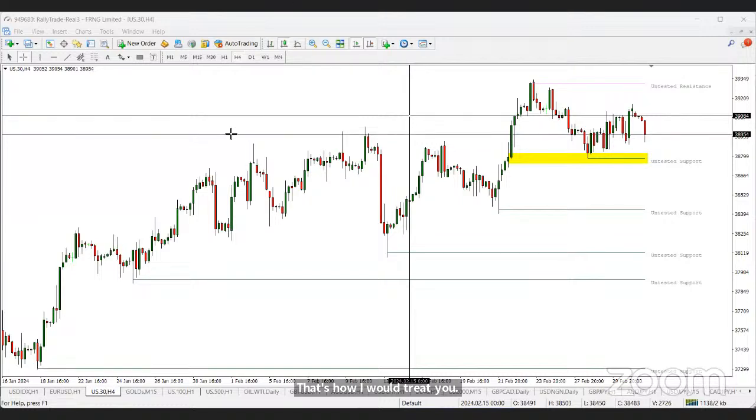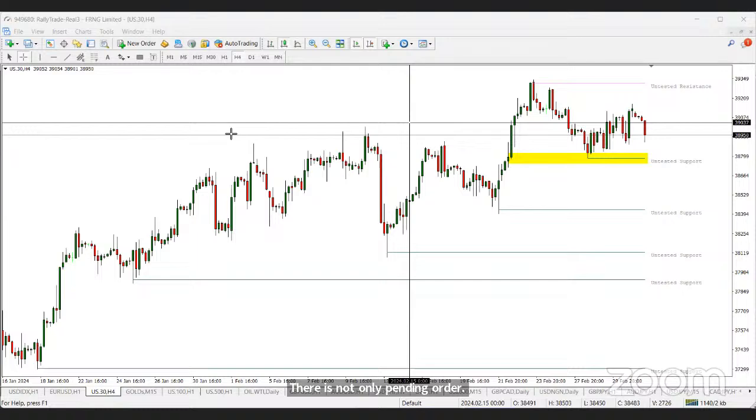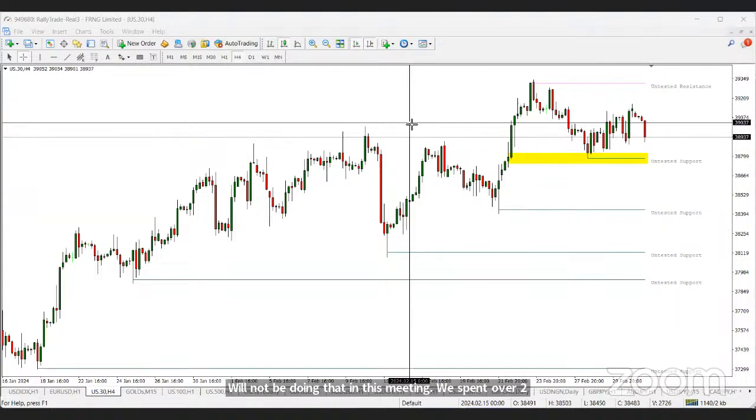No, it's not only pending order, right? It's not only for the person asking about the moving average strategy. We'll not be doing that in this meeting. We spent over 2 months taking that. So you can check our page on YouTube. Just go to YouTube and search for Rally Trade. We have a video there that explains the moving average strategy.